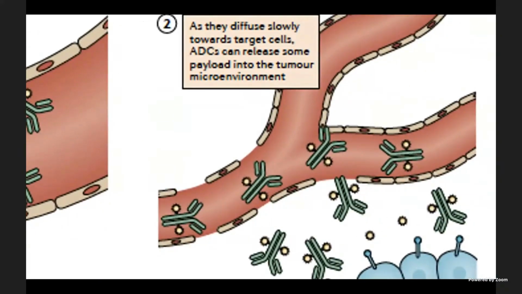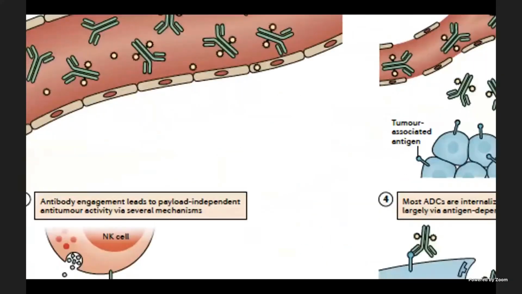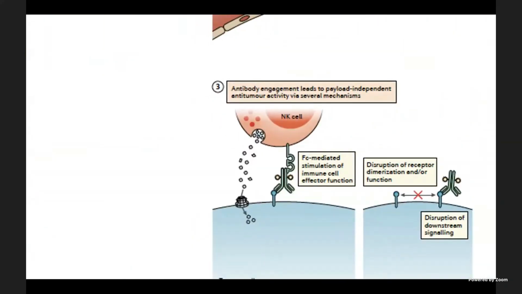As they slowly diffuse towards their targets, the ADCs can release some payloads into the tumor microenvironment, but most of it tends to attach to the directed antigen. There are two aspects to it. Let us take, for example, trastuzumab deruxtecan. Now, in trastuzumab deruxtecan, the trastuzumab component is still effective. The trastuzumab per se, after attaching, is able to recruit the NK cells and can have a payload-independent anti-tumor mechanism.